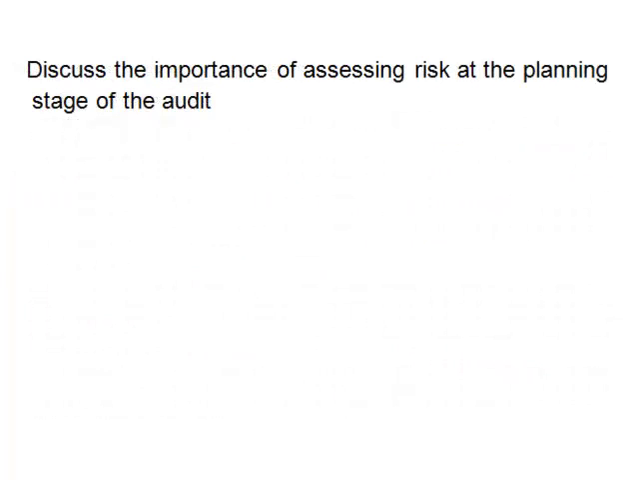Part B, for 4 marks, asks you to discuss the importance of assessing risk at the planning stage of the audit. Now read it carefully. This is not asking you about the importance of planning. It's asking you about the importance of assessing risk at the planning stage of the audit. There are 4 marks, and it probably doesn't want much more than 4 good reasons for assessing risk at the planning stage.